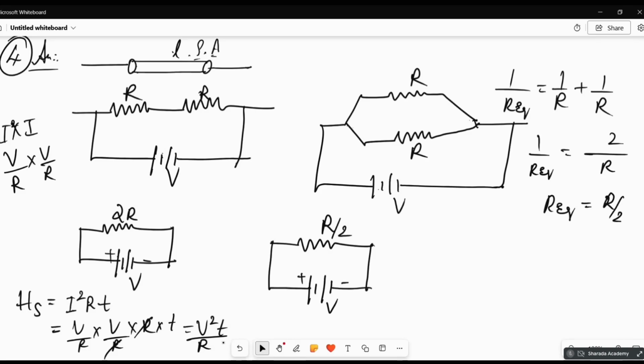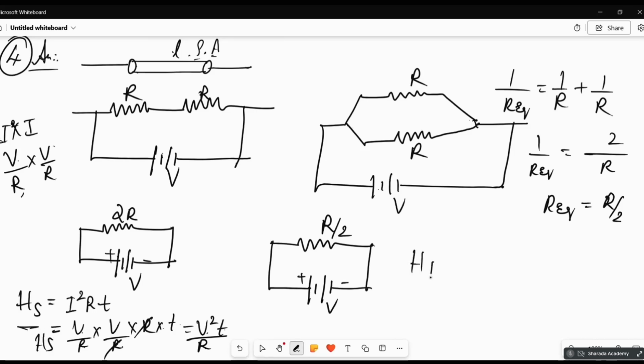See, we have heat produced is equal to I square into R into T. I don't know I, but V is same for both. I want to use voltage. So what I will do, instead of I, I can write it as V by R, Ohm's law. So V by R into V by R into R into T. So this is V square by R into T. Okay. Heat produced by series.